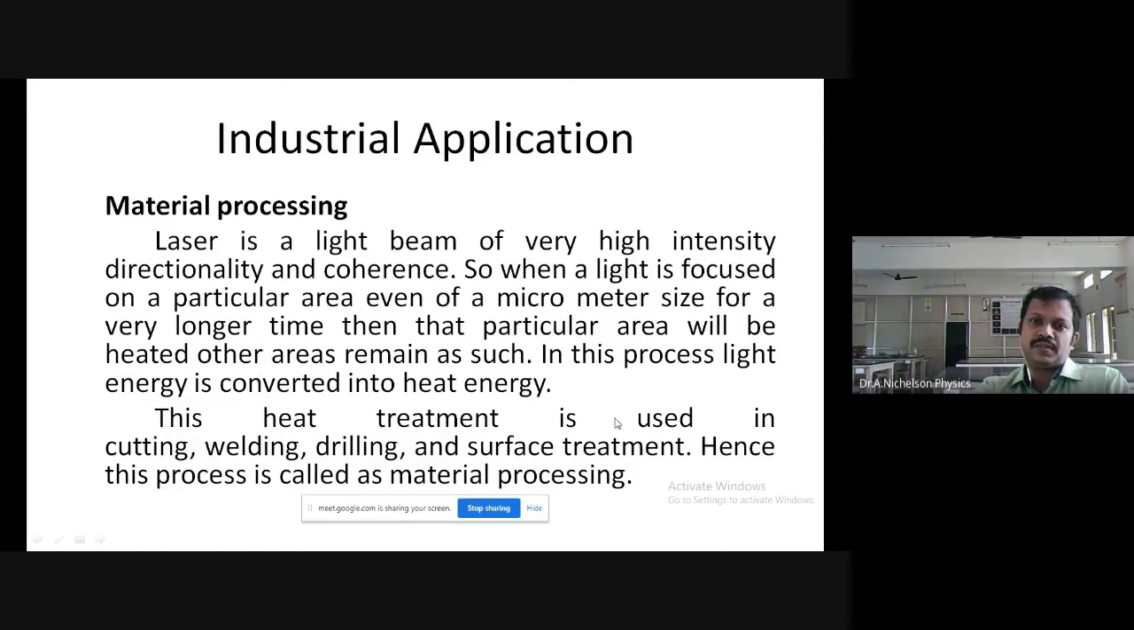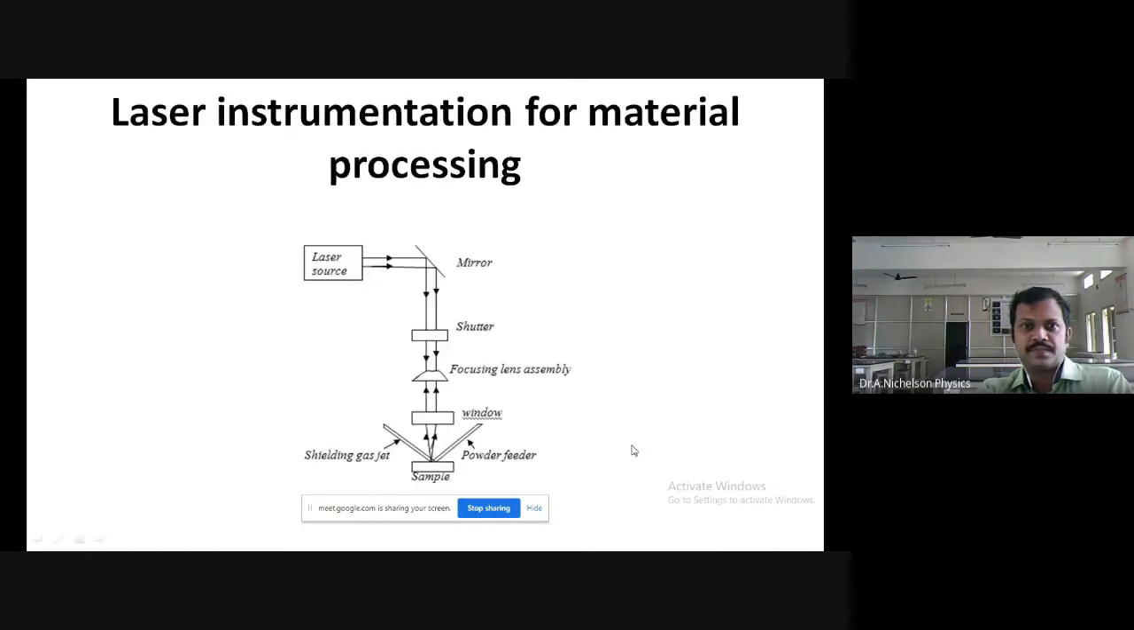And as a whole, this is said to be material processing. So in addition to micro machining and carving, we can use it for this kind of treatment also. That is cutting, welding, drilling, and surface treatment. You know the classical methods of welding: gas welding, arc welding, different welding techniques are there. So you can use this laser for welding also, and for cutting, drilling, and surface treatment.